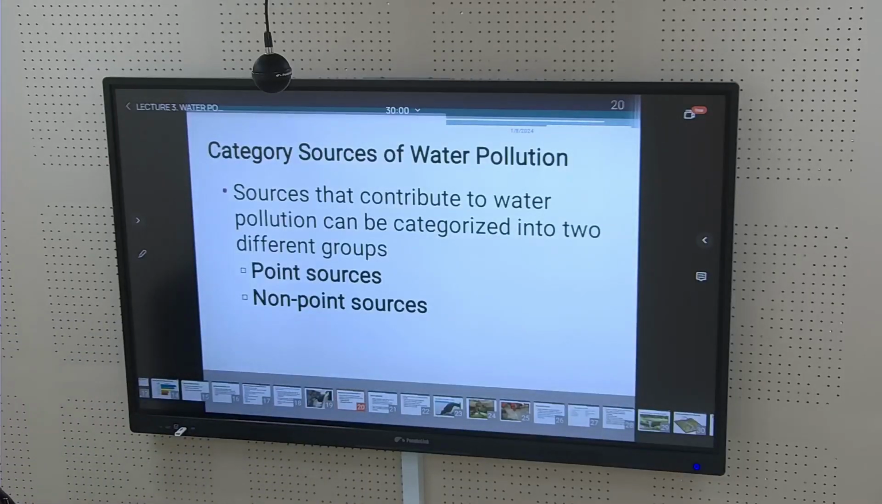Categories of sources of water pollution. Sources that contribute to water pollution can be categorized into two different groups. There is a point source and a non-point source.